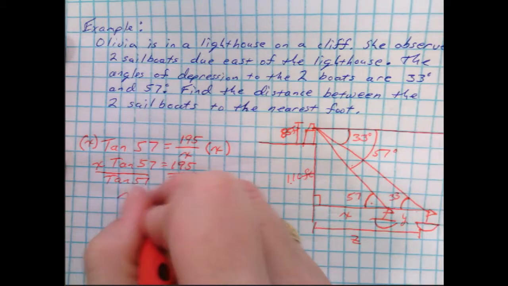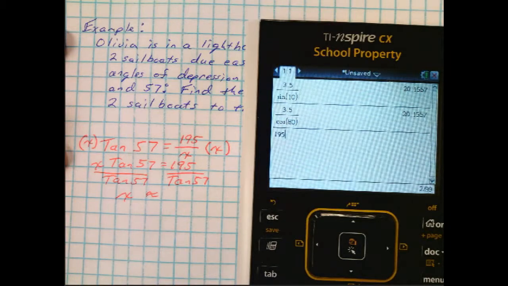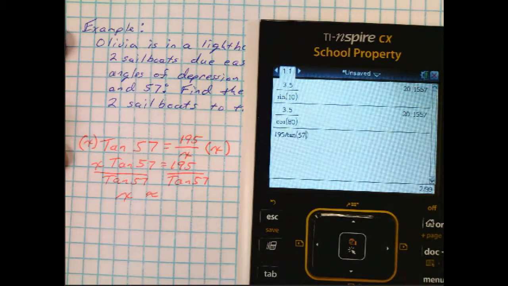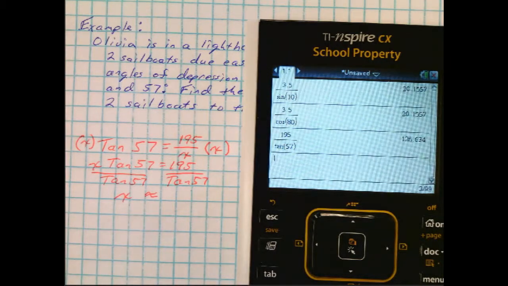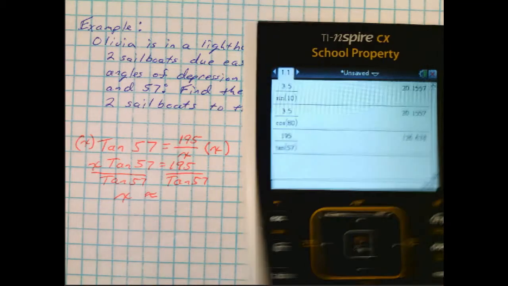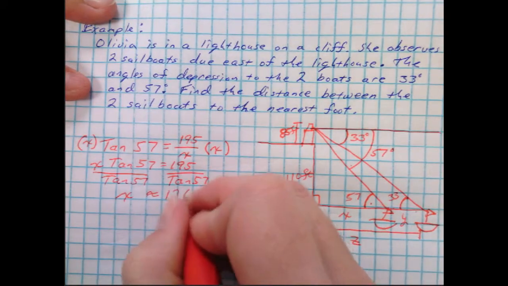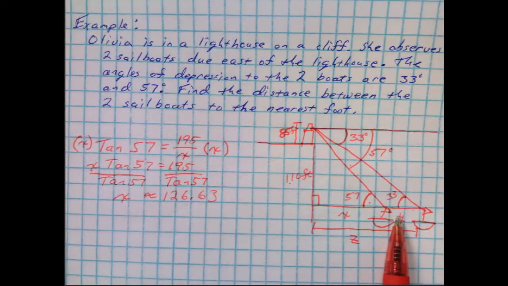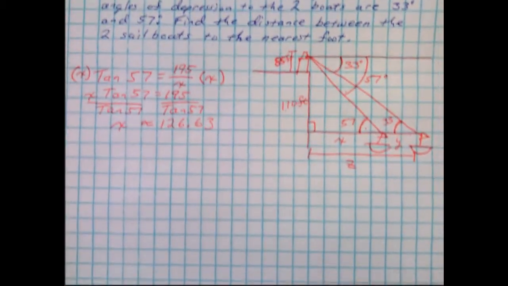So x is approximately, get our calculator out, 195 divided by trig functions. We're going over to tangent, and then 57. I get 126.634. And so let's go 2 decimal places on this one, since we're not done rounding here yet. 126.63, because we still have to find our final answer of y. Okay?